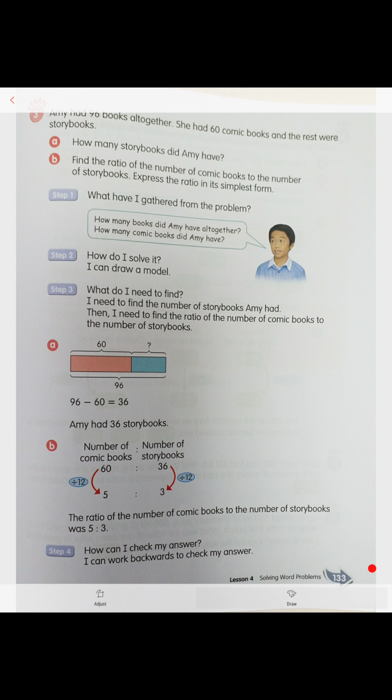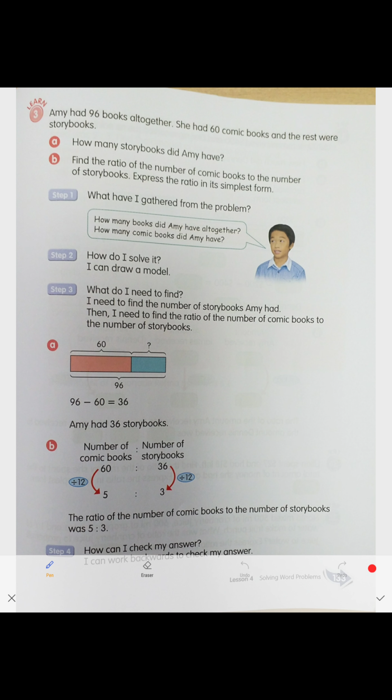All right. The next thing we need to learn is how to break the total into 2 parts and show these 2 parts as a ratio. So the problem is, Amy had 96 books altogether. She had 60 comic books and the rest were storybooks. So these are the questions that they ask us. How many storybooks did Amy have?